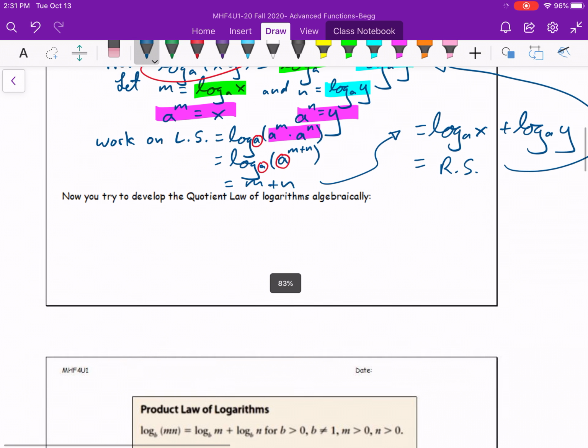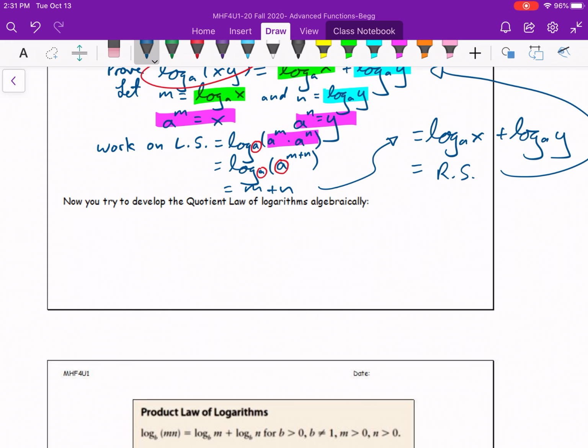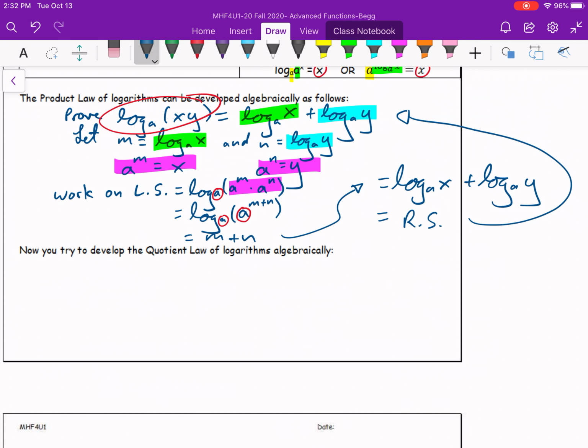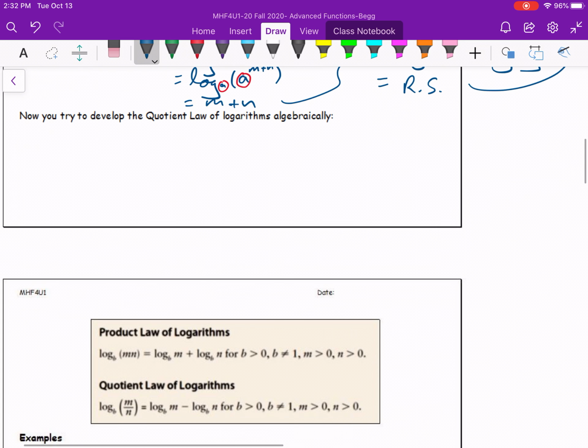So I'm going to leave the quotient law for you to take a look at on your own, but you could do it the exact same way, even use the exact same substitutions as I did above, but instead of multiplying, you can try subtracting and see what happens.